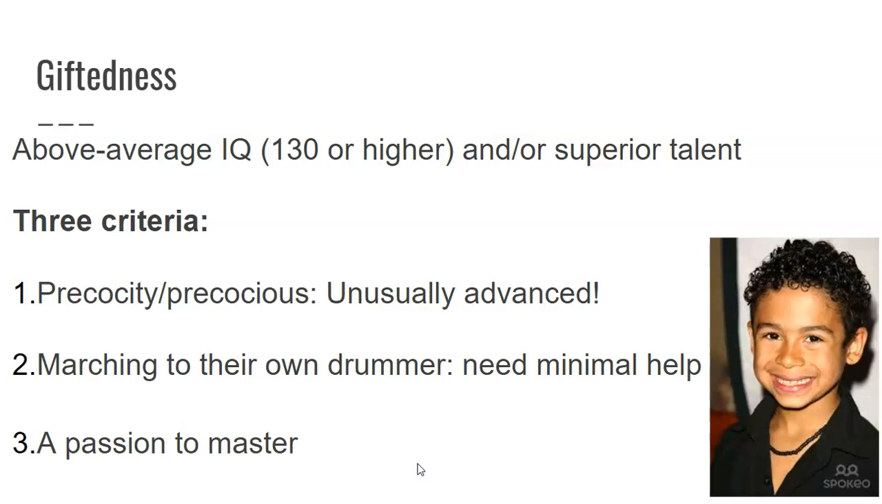In order to be said that you have giftedness, there are some things that must happen. There are 3 criteria. For example, if you are unusually advanced, if you usually need minimal help, and you have this passion to master, again, also having this IQ of 130 or higher, or the superior talent, then that is when you are diagnosed as something called gifted.